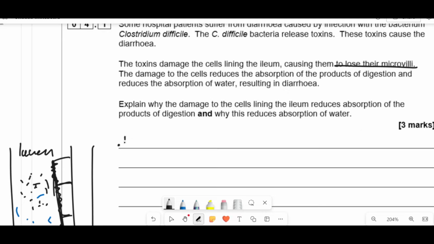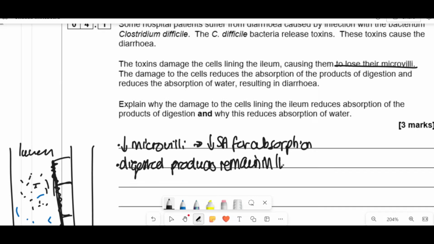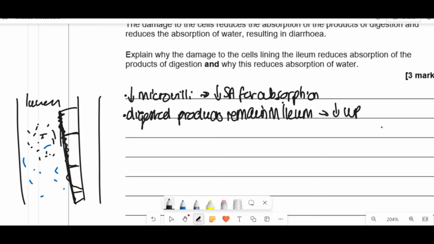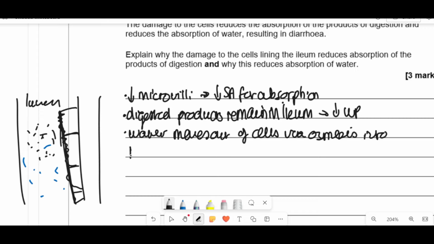So then what happens is you've got fewer microvilli, which leads to less surface area for absorption. What happens then is your digested products remain in the ileum, and that lowers the water potential. Obviously, you write in full. I'm just doing it quick like this. So then water moves out of cells via osmosis into the ileum. Or you can say the flip side: less water moves into the cells, out of the ileum via osmosis.